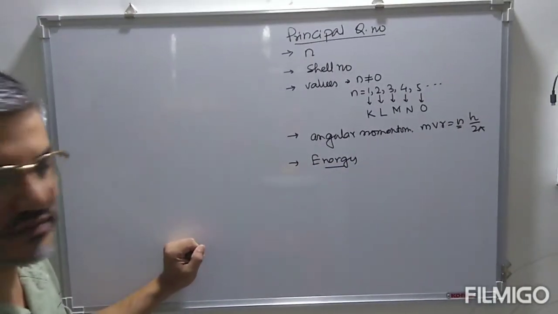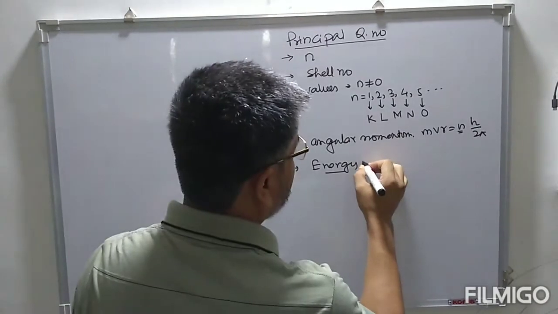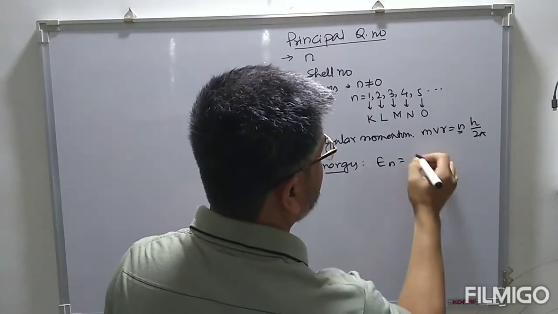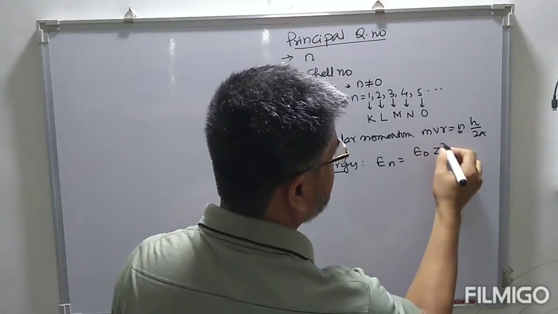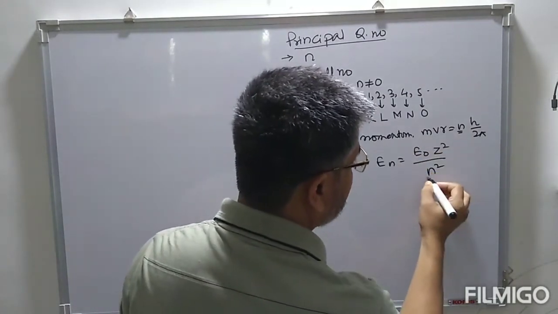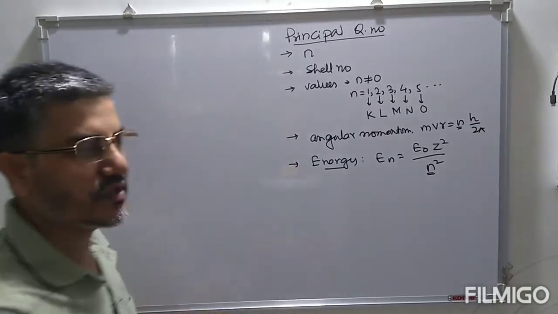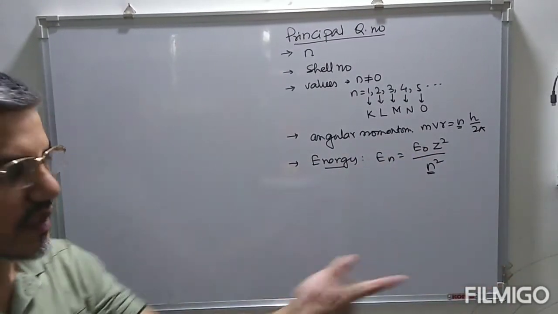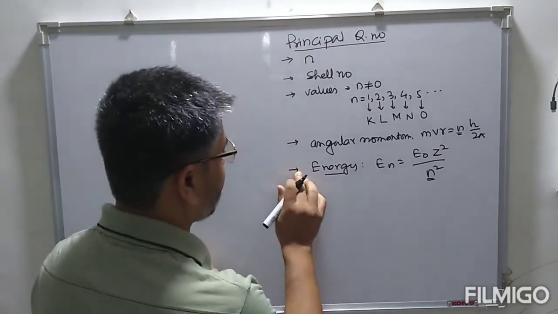Defines the energy of electron. We say En is equal to some minimum value, Z square by n square. So this n represents the shell number. Once we know the shell number, we can easily define the energy of electron in that particular shell.